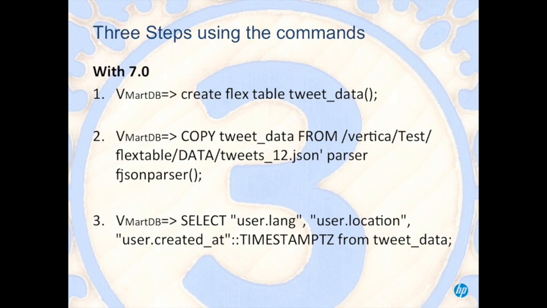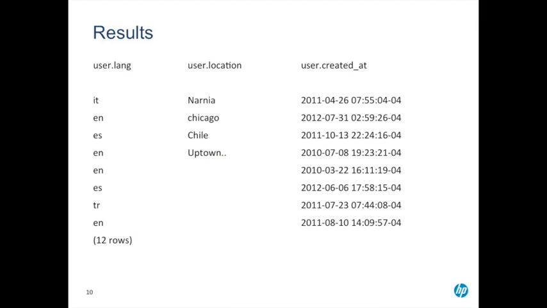So you would end up seeing the columns that were already part of the Twitter information. You'd have your user language, your user location, and where the user created the information. So this is the idea of flex tables: it's meant to be much simpler, and you have access to it right away.